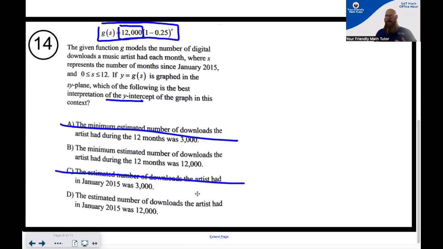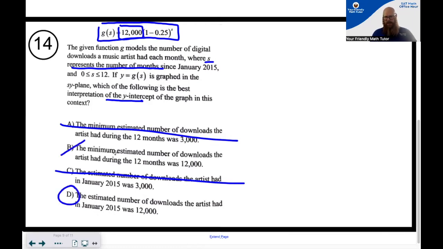Now, to further understand the problem, in general, a y-intercept is when the input is zero. Well, the input is s. What does s represent in this problem? I just need to find it. It literally tells me here: s represents the number of months since January 2015. So this must have something to do with January 2015. The estimated number of downloads the artist had in January of 2015.